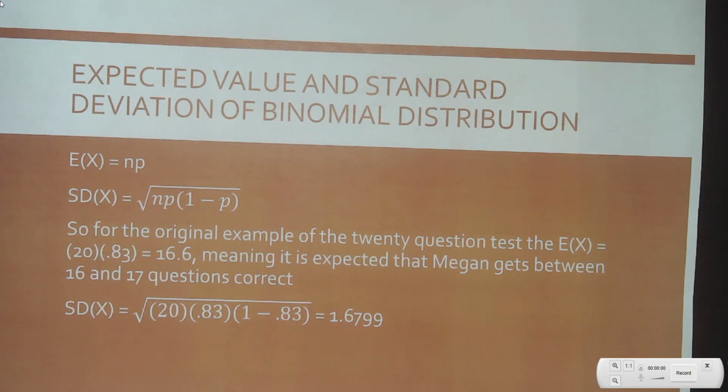And note that if we do it with the example with Megan, we would take her number, which is 20, times 0.83, which turns out to be 16.6, meaning she would have expected between 16 and 17 questions. And then to get the standard deviation, we take the square root of 20 times 0.83 times 1 minus 0.83, and that gives me 1.6799. But we'll look at that a little bit more with the next thing.